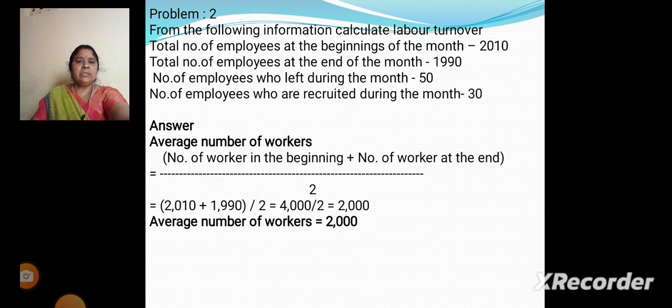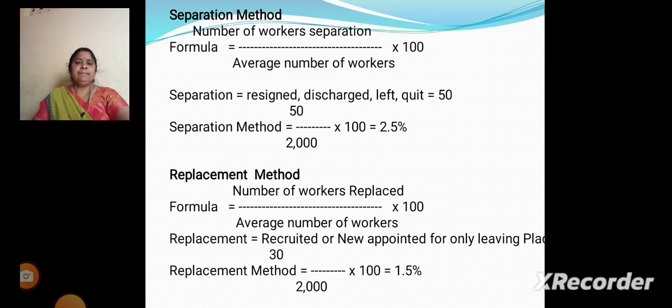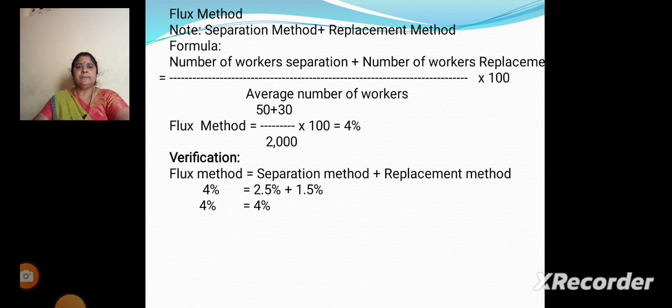Number of workers who are recruited during the month is 30. So replacement is equal to 30 divided by 2000 into 100, equal to 1.5 percent. The third method is the flex method. The flex method includes a combination of the separation method plus the replacement method.